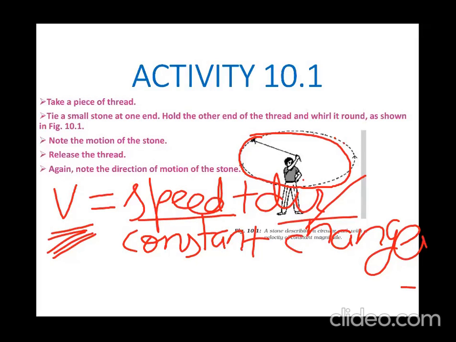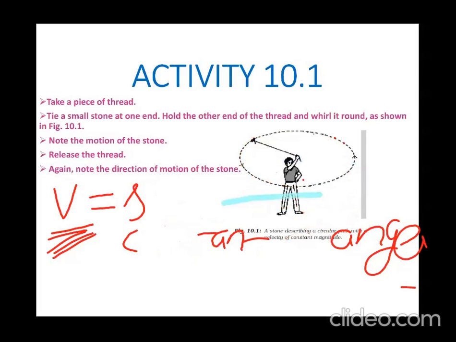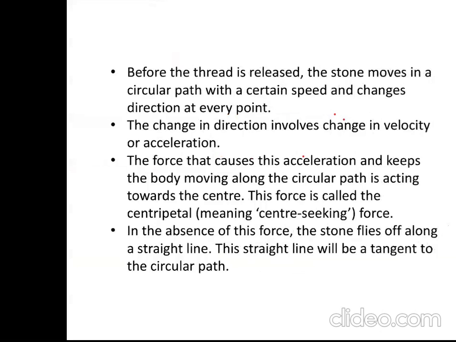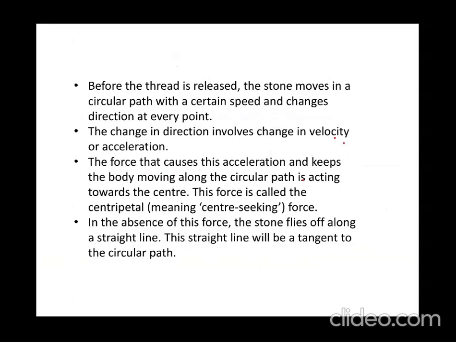Okay, so because of centripetal force only, children, the moon revolves around the earth. It does not leave the earth and it does not go away. Right, children? So as there is change in direction, there is change in velocity, means acceleration हुआ, right?